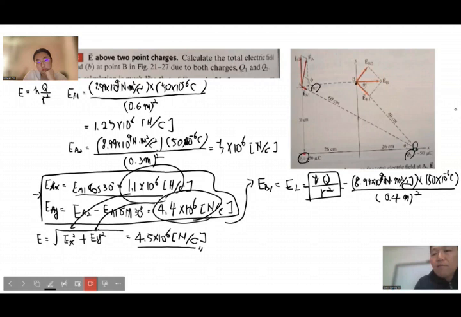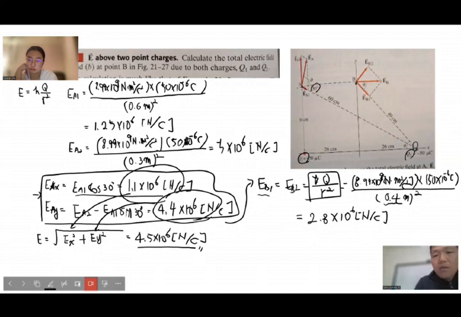So the straight lines from Q1 to B and Q2 to B are the same. The distance from Q1 and Q2 to B are all the same, so that is 0.4 meter. That leads to the result of electric field from each charge, which is 2.8 times 10 to the 6 Newton per Coulomb.